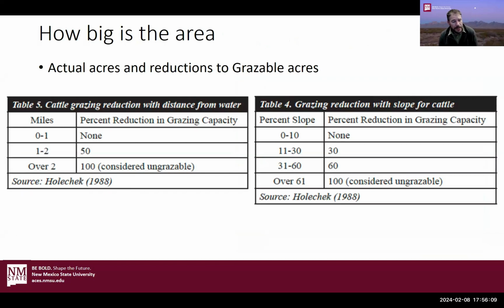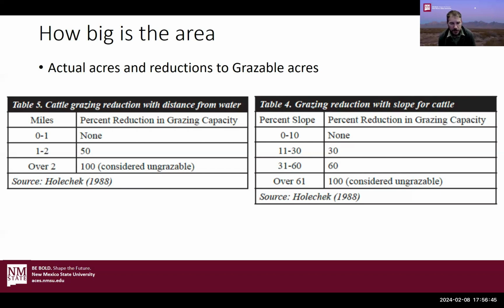All right, so like I said, there are some reductions that need to occur, from actual acres to grazable acres. So we have distance from water. This is for cattle. I'll refer you to Holechek, Principles of Grazing Management, for details on other grazing animals. But for cattle, anything under a mile, there's no reduction from water, because water is a limiting factor in New Mexico. Slope, not so much.